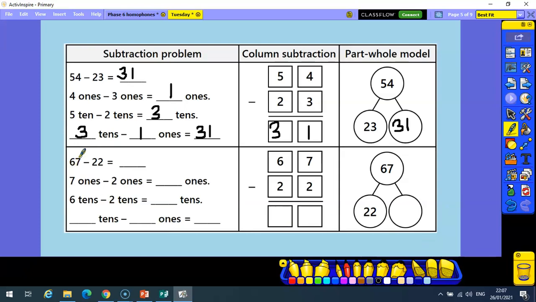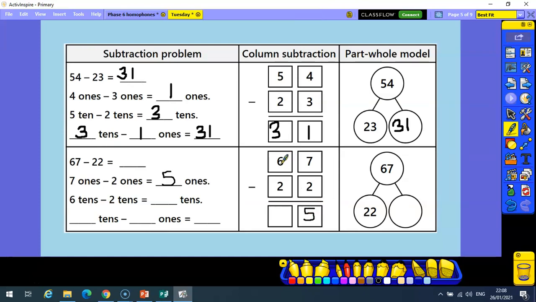My calculation is 67 take away 22. So my first number is 67. I'm taking away 22. Where do I start? 10s or 1s? That's right, I'm going to start in the 1s column. And my 1s column says 7 take away 2. 7 1s take away 2 1s is equal to 7 on my fingers. Take away 2, put down 2 fingers. That leaves me with 5. So I've got 5 ones left.